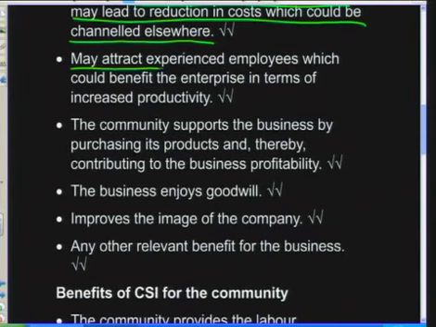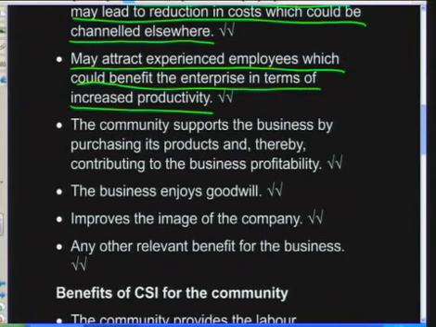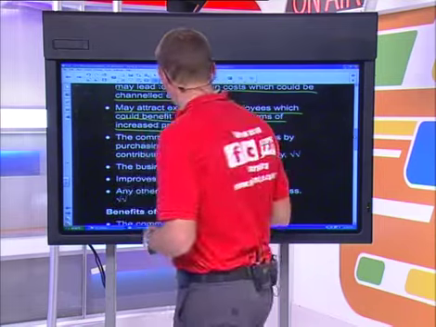This is a big one. It may attract experienced employees, which could benefit the enterprise in terms of increased productivity. As I'm sure you will remember, a couple of years ago in the Gulf of Mexico there was that massive oil spill, right? That company then lost a lot of their good employees because they didn't want to be associated with a company that was polluting the environment. So they all went to their competition. Their competition got a lot of the experienced employees, which made them more productive and more profitable.